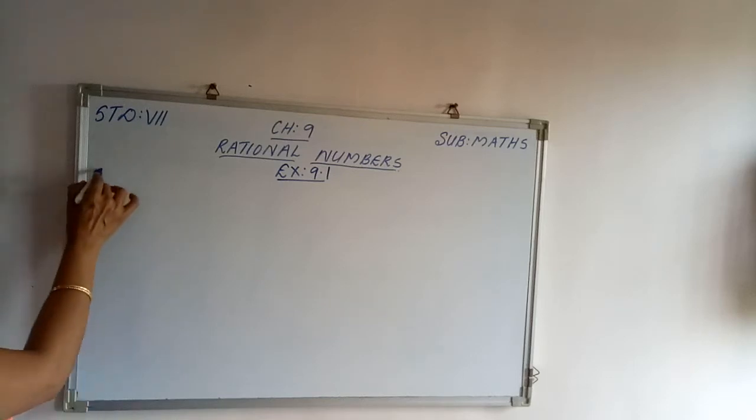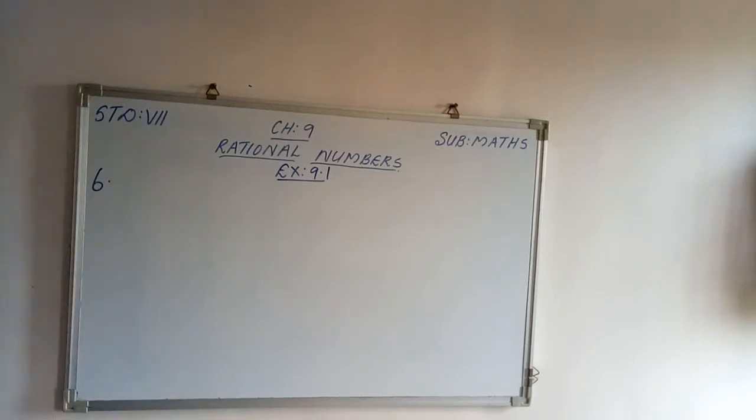Question 6. Which of the following pairs represent the same rational number? Total 7 questions are there. So first question, minus 7 upon 21 and 3 upon 9.